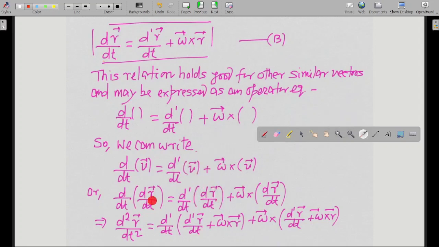So d by dt of dr by dt plus d prime by dt of dr by dt plus omega cross dr by dt. Now this particular term, d by dt of dr by dt, will become d2r by dt2. For the d dash by dt of dr by dt, we will substitute dr by dt from equation B over here. And in the place of dr by dt in the omega cross term also, we substituted in terms of dash. Why are we doing all these things? In order to find the acceleration, because d2r by dt2 will be your acceleration, right? So we are finding the acceleration.